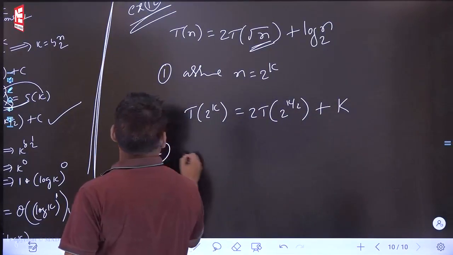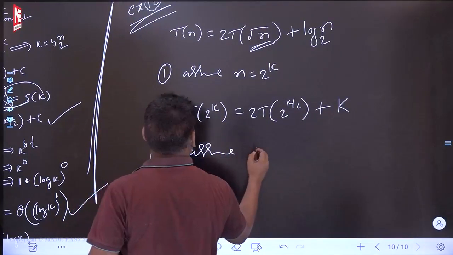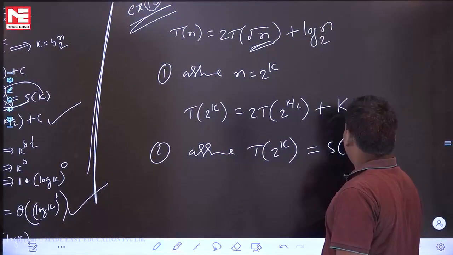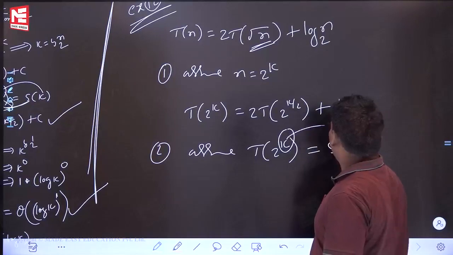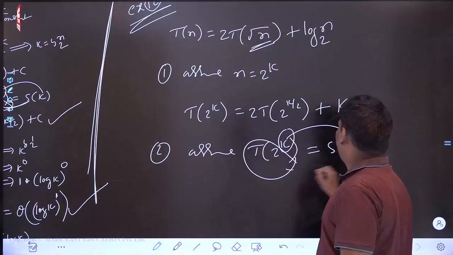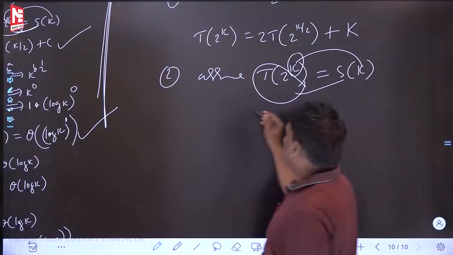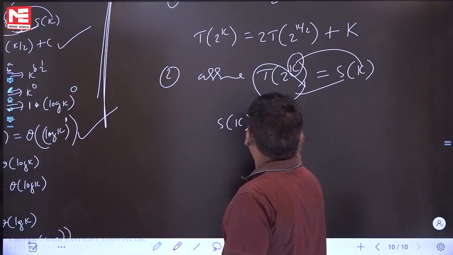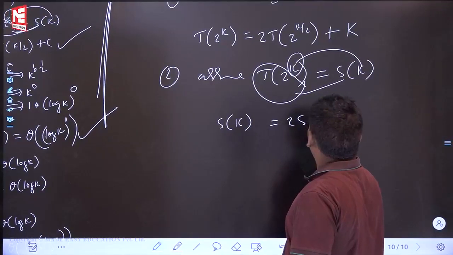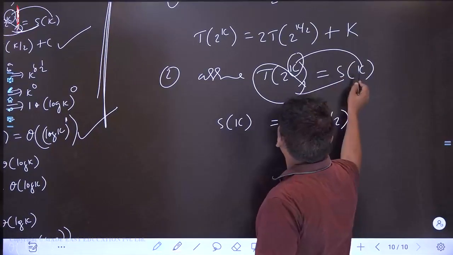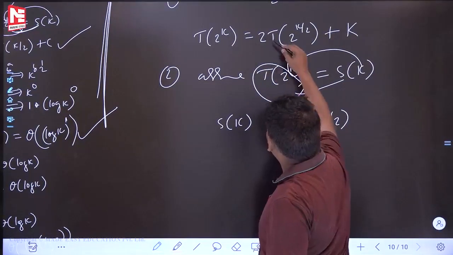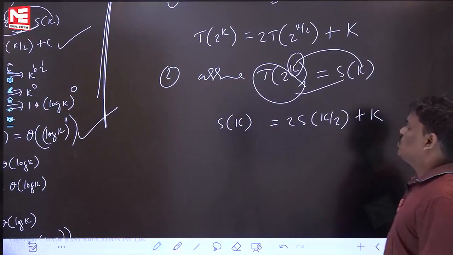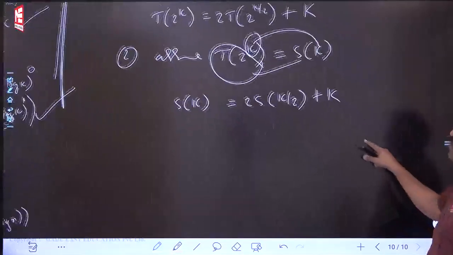See the second step. Assume T of 2 power k is equal to S of k. Standard procedure: whichever is in the power, keep it here. Now what is the answer? It will become S of k, and this one is going to be 2 S of k by 2. Where T is there, S will come. Here T, S came. Here there is no T, only k. So the second two steps are over. The master theorem format has come.